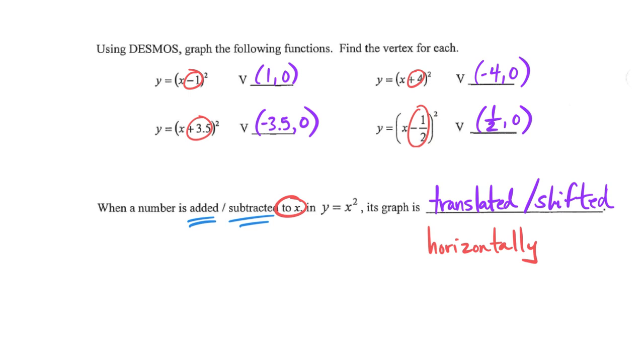And so we should be okay then to notice that when we add or subtract something to the x, that our graph moves in a horizontal direction. It's moving left or right, not up or down. Okay, what I want to do now is I want to tie all this stuff together.